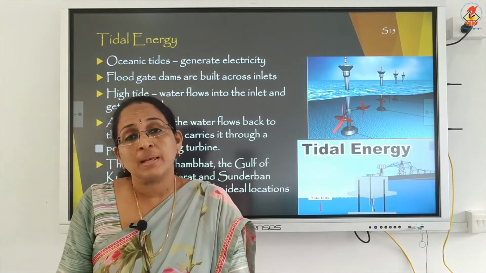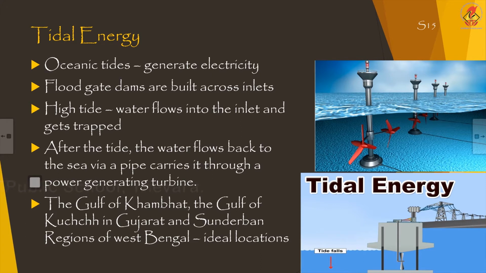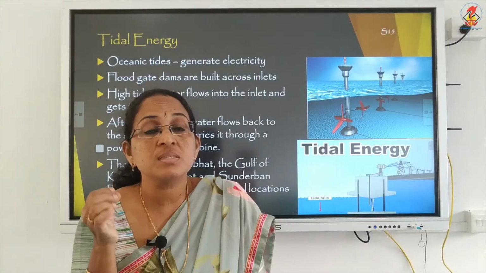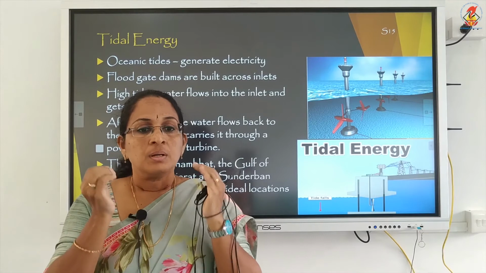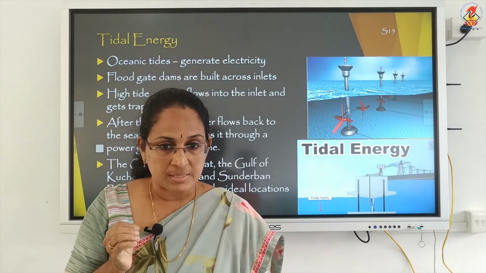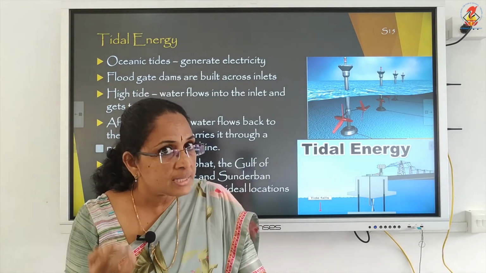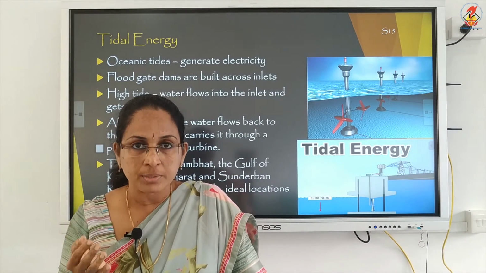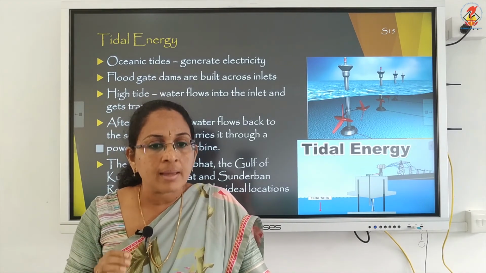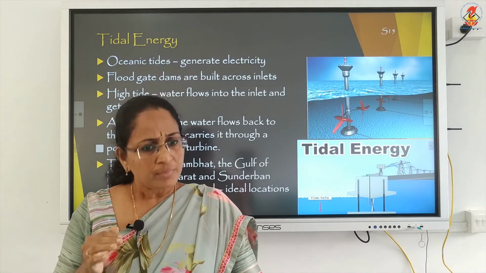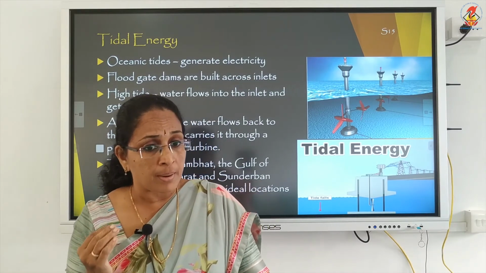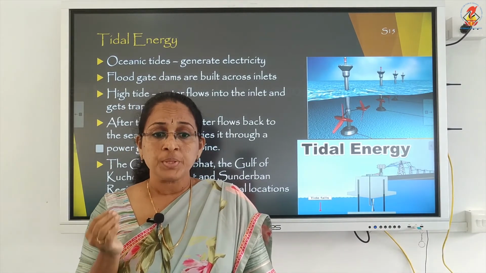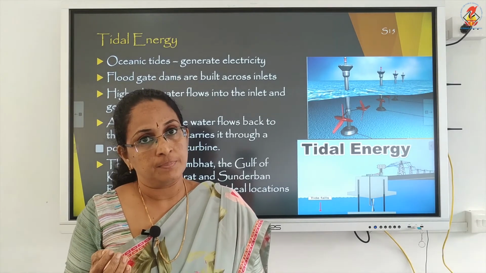Floodgate dams are built across the inlets. What is an inlet? It's a small arm of the sea. In the small arm of the sea, floodgate dams are built, and at high tide, water flows into the inlet and gets trapped. After the tide, the water flows back to the sea via a pipe, which carries it through a power generating turbine.